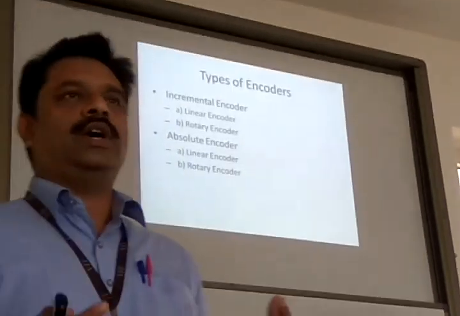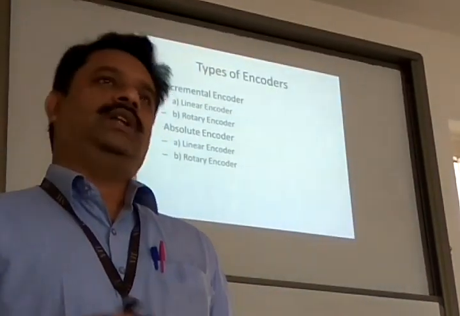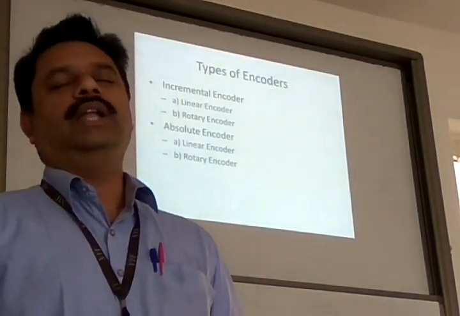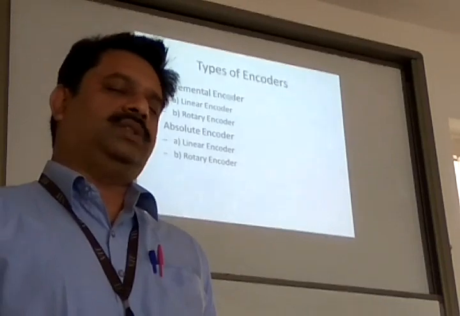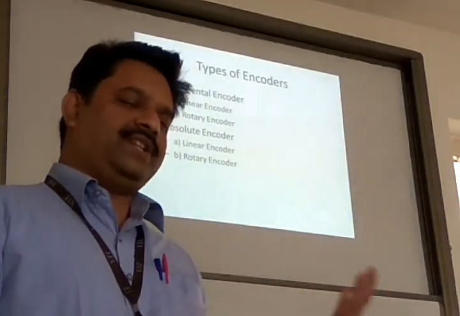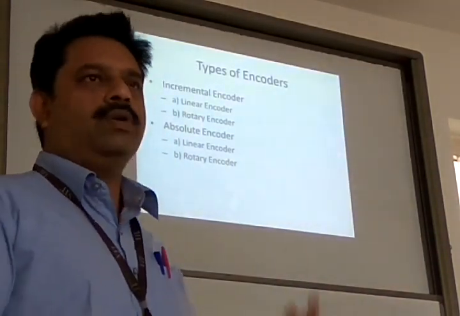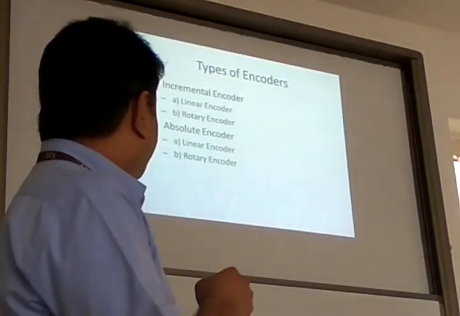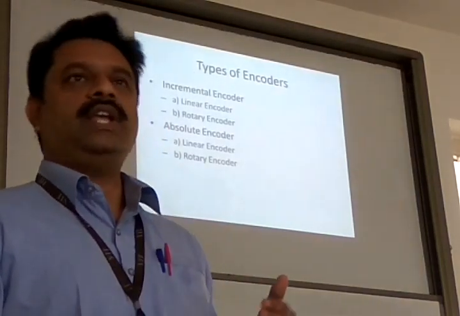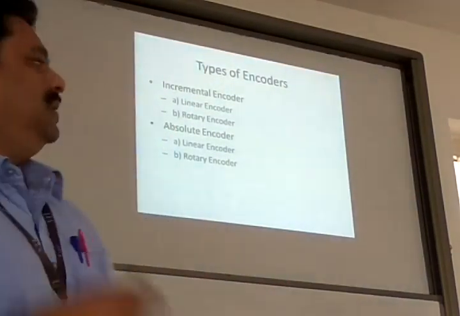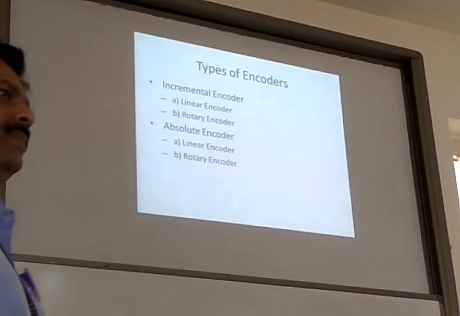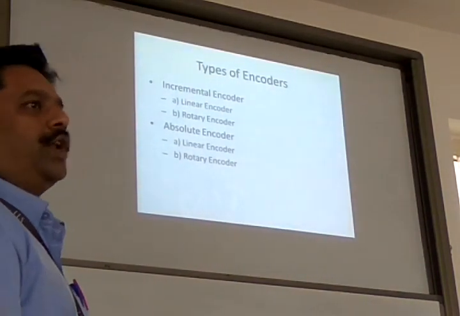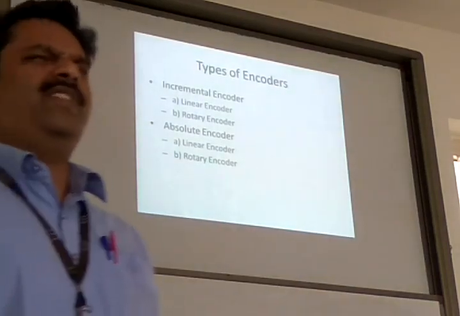One is the incremental encoder and the absolute encoder. On the other side, you have the linear type and the rotary type. Some authors have that as a major division, others as a subdivision. In my book, I have written it like this: the incremental encoder, linear and rotary, and the absolute encoder, linear and rotary. Some authors would write it as linear encoder, incremental and absolute, and rotary encoder, incremental and absolute. That way also you can classify.